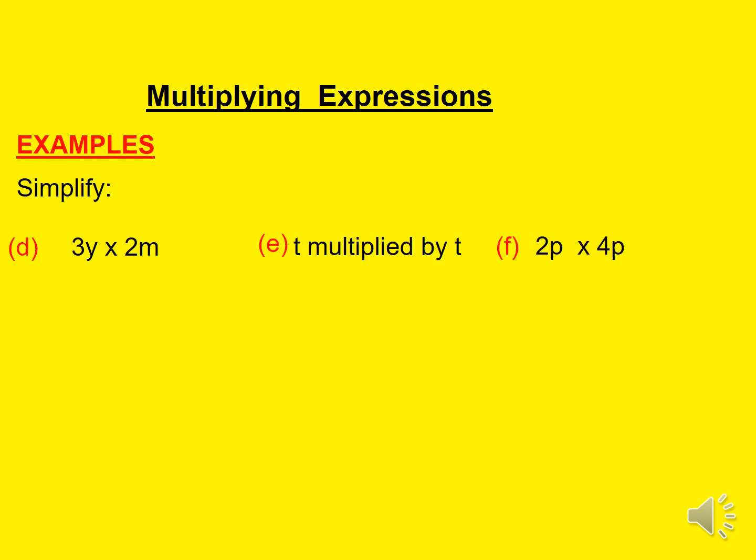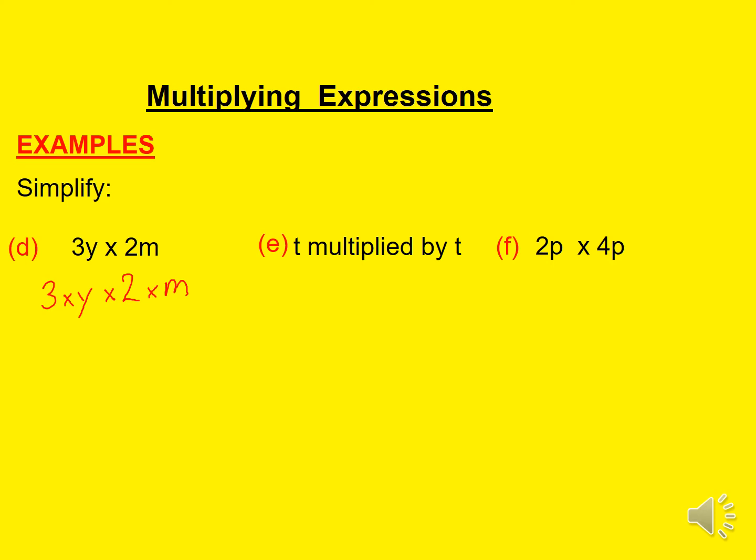Okay, so let's have a go at some tougher ones. Let's get a bit trickier again. So example D, we've got 3y times 2m. The first thing we're going to do is write it out in full. So we're going to write 3 times y times 2 times m.